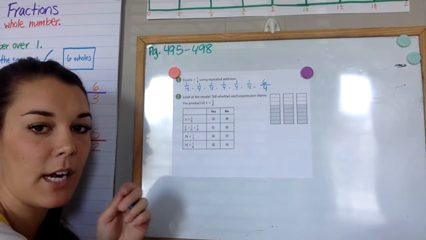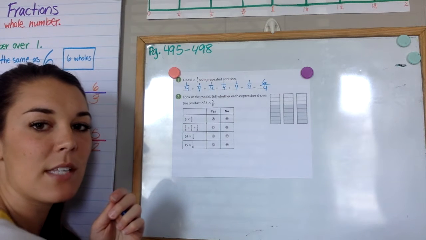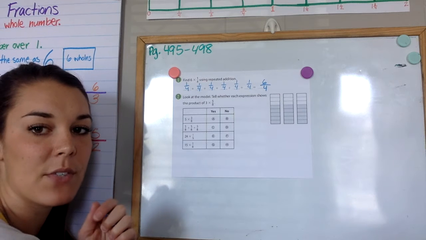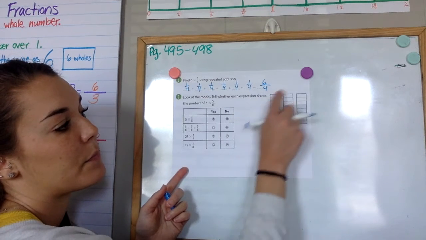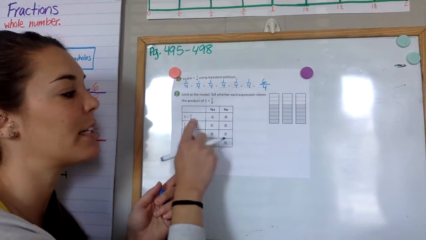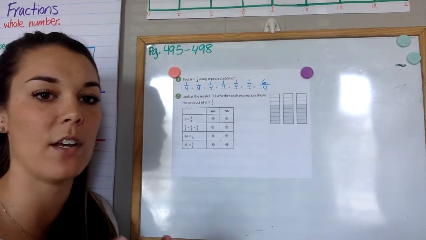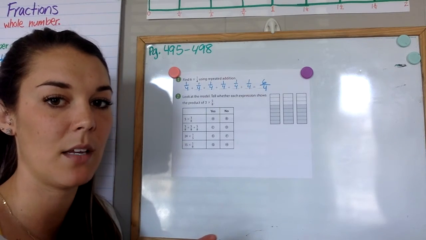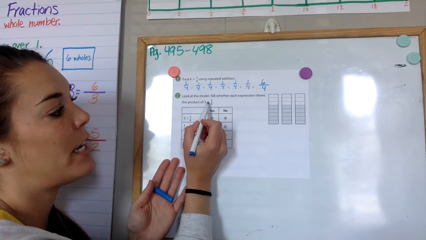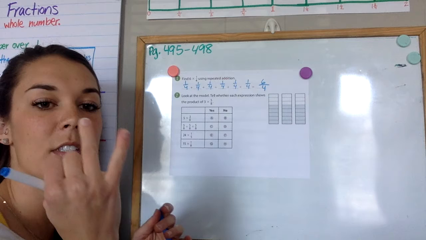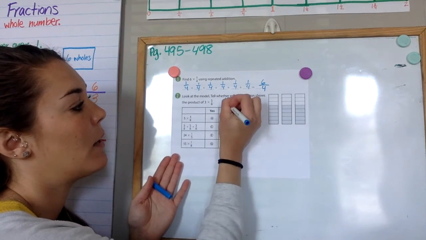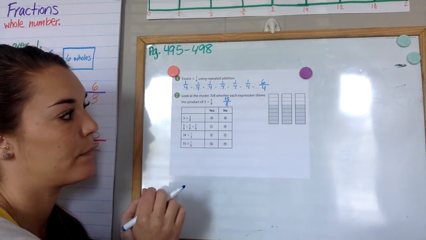Now, the next one, we're kind of doing a little thinking about this stuff. So it says, look at the model, tell whether each expression shows 3 times 5/8. So this here is showing 3 times 5/8. When I have something like this, guys, I like to just solve the problem first so I know what the right answer is supposed to be. So I'm going to solve it out. If I have 3 times 5/8, I'm going to do 3 times 5, 5, 10, 15 is 15. And that's going to be over 8, right?